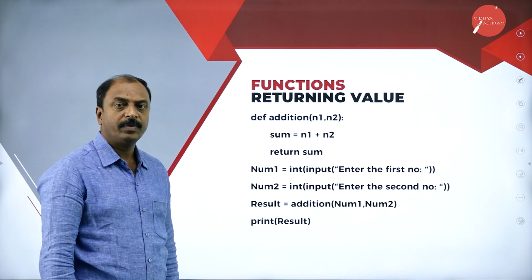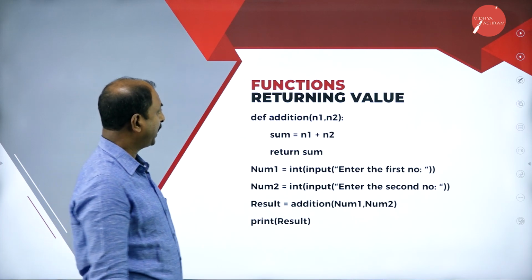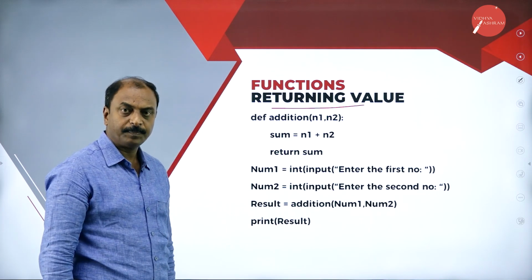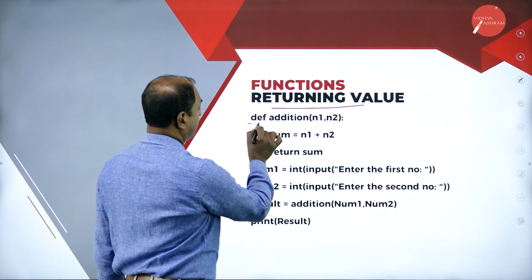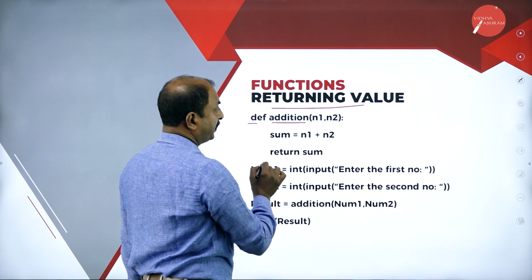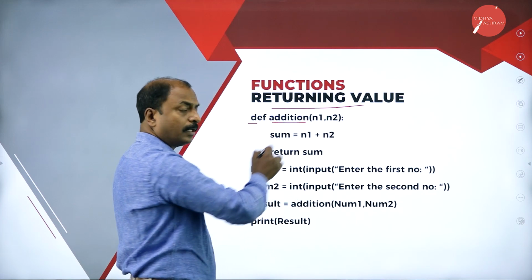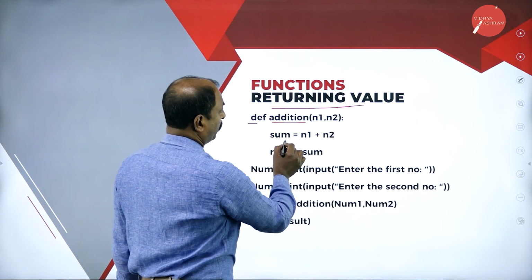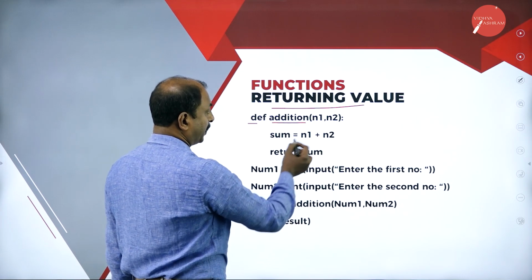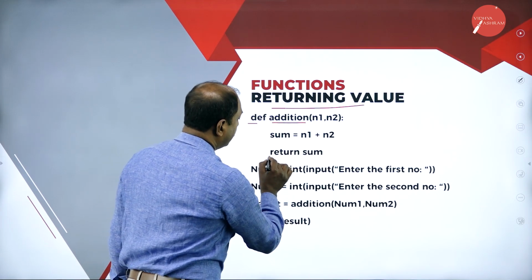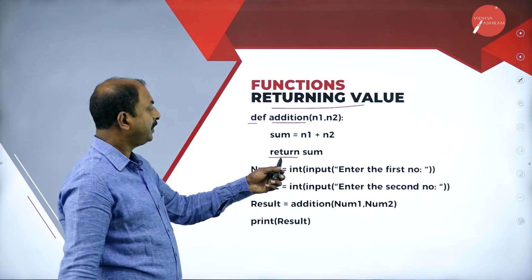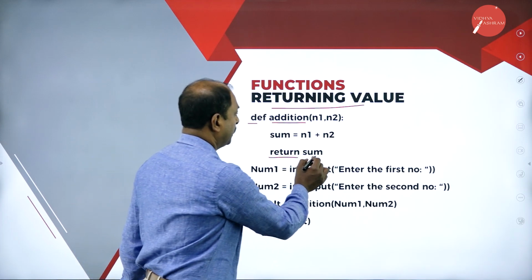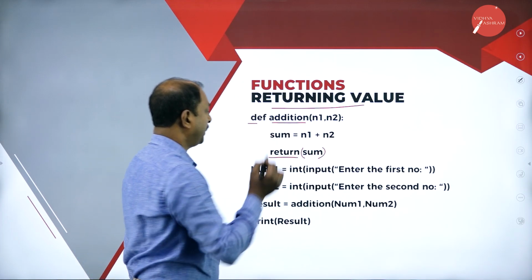In the next slide, we will see an example program for function returning a value. In this example, def is a reserved word, addition is the name of a function, n1, n2 are parameters. We are passing parameters. So here sum equal to n1 plus n2 is the formula for addition of two numbers, return sum. So here we are using a return statement. It is a keyword or a reserved word, with sum. Sum is the variable here.